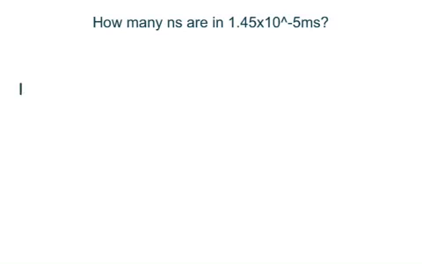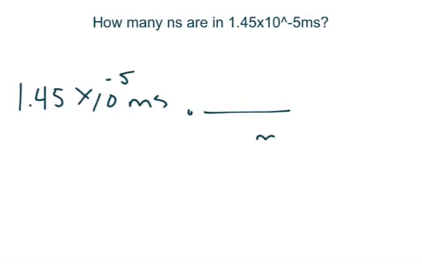All right, last one, 1.45 times 10 to the negative 5th milliseconds. We're going to put milliseconds here because we know we want that to go away, and nanoseconds here. So milliseconds are larger. That means we're going down the staircase, so we're going to be multiplying by a number. And even though the staircase doesn't show all the steps in between, there is a difference of 6 zeros between a nanosecond and a millisecond. So really, we're multiplying by 1,000,000.